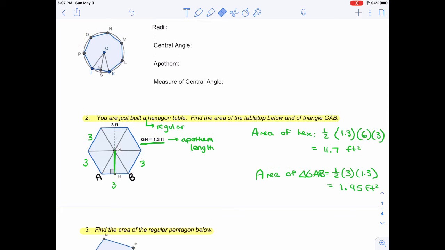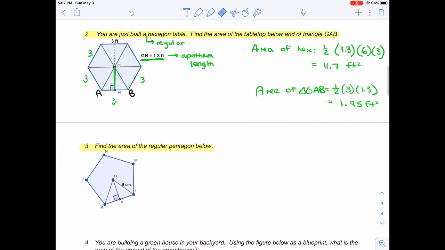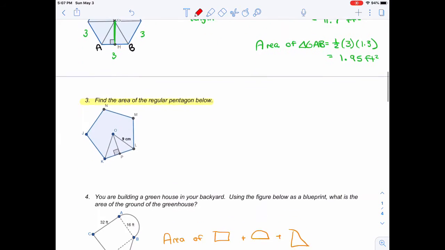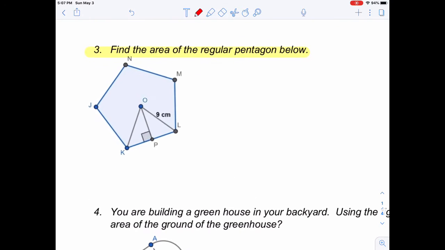All right, here. So moving on down to number 3, we're going to do this one together. And this is probably one of the more challenging ones on the worksheet, okay? So I want to make sure we go over at least one of these together.